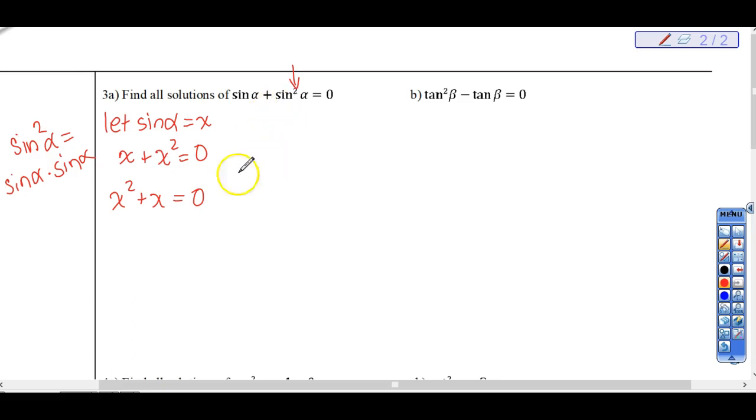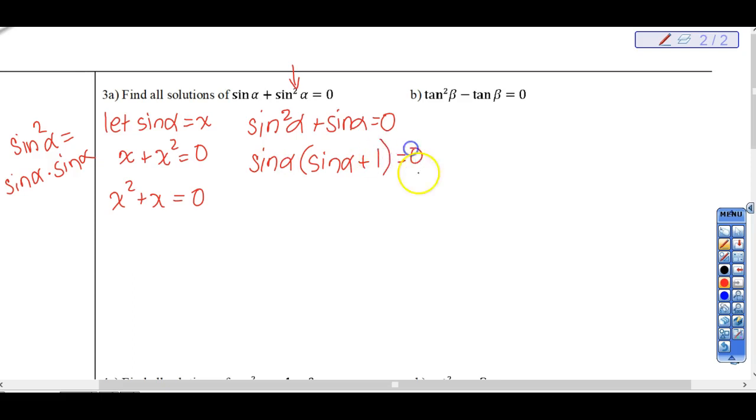So I'm going to come over here and I'm going to use my same strategy. I'm going to rearrange sine squared alpha plus sine alpha equals 0. And then over here I would factor out an x. So over here I'm going to factor out a sine of alpha. So sine of alpha times sine of alpha equals sine squared alpha. And sine of alpha times 1 equals sine alpha. So there we have it. We've factored it down, so all our sines are to the first power. Then we find our zeros.